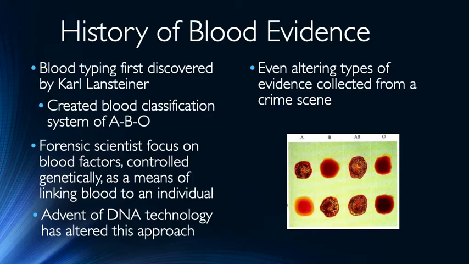Forensic scientists are going to focus on blood factors that are genetically controlled, which means that they can be linked to an individual. But as the advent of DNA technology appeared, this altered how we use blood evidence, and what we use it for. It also changed how and what type of evidence we collect from a crime scene in order to look for any individual evidence that we can link to an individual, such as blood or now DNA.